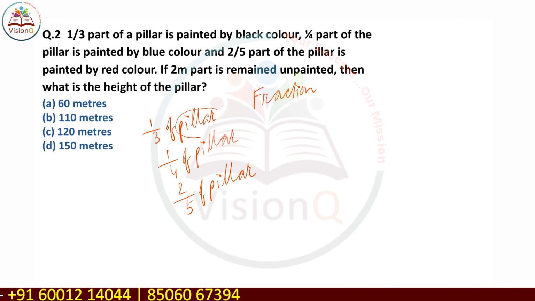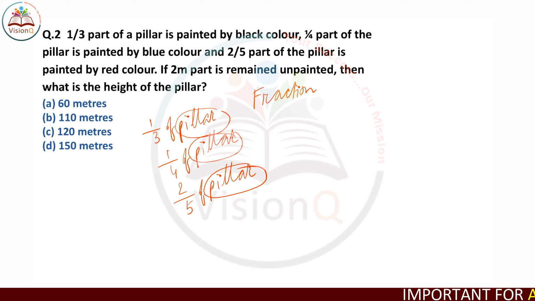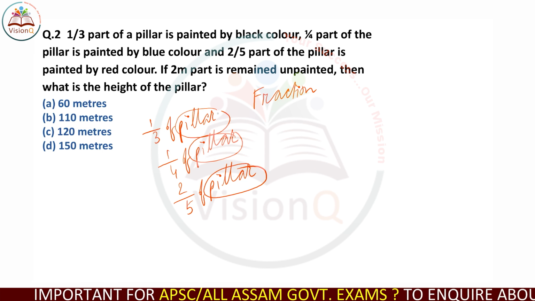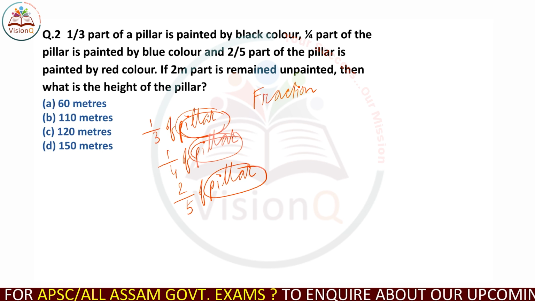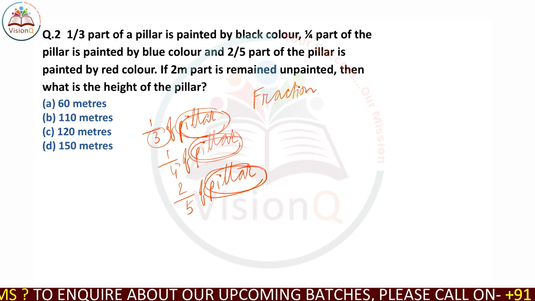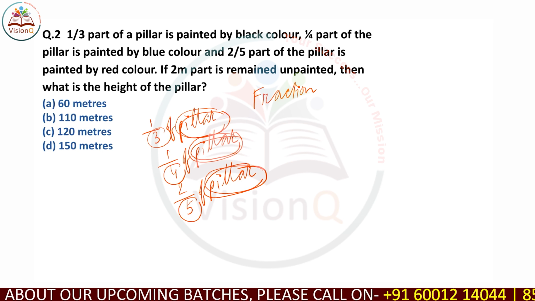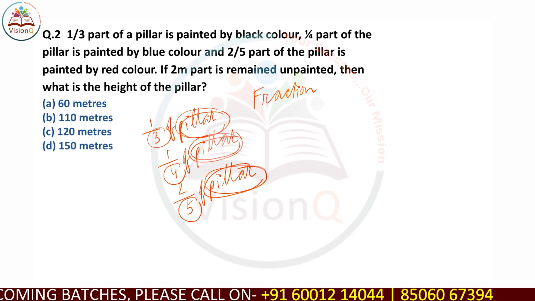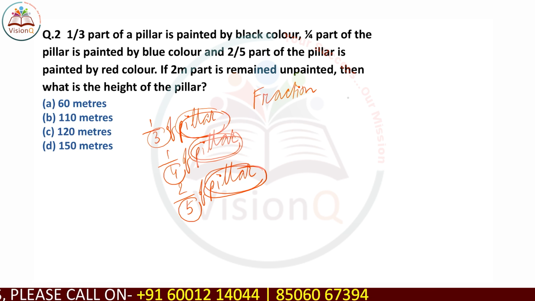So pillar height is not given. Okay, normally we take the pillar as x, but if I take only x, the values will come in fraction. And our main aim is what? To remove the fraction. Now, the pillar should be a number. You can take the pillar as any number which is divisible by 3, also by 4, also by 5. So take the LCM, isn't it? A number which is divisible by 3, 4 and 5 is the LCM.